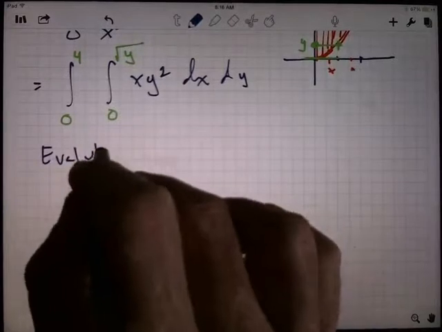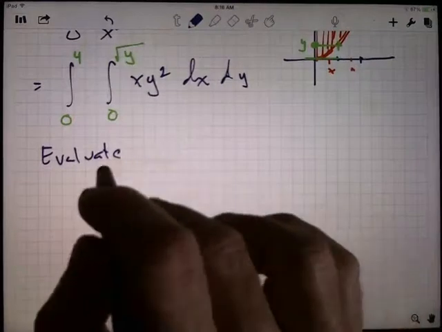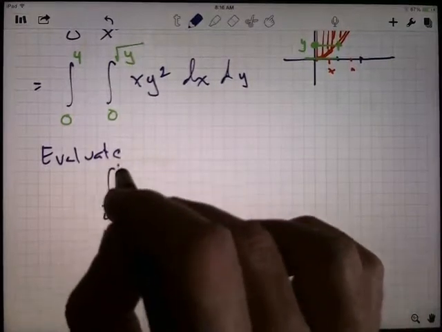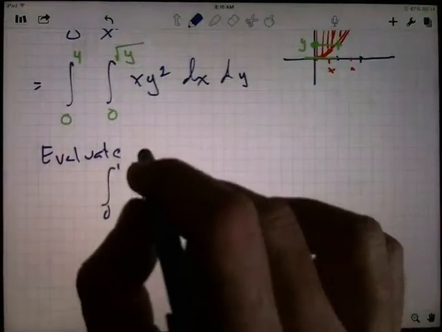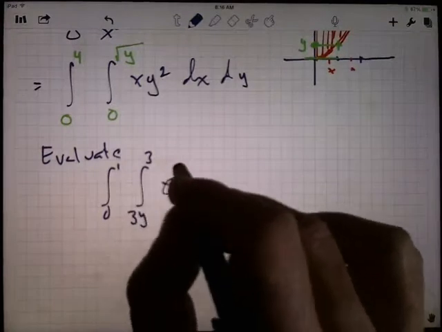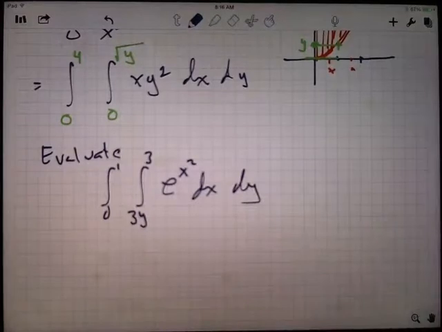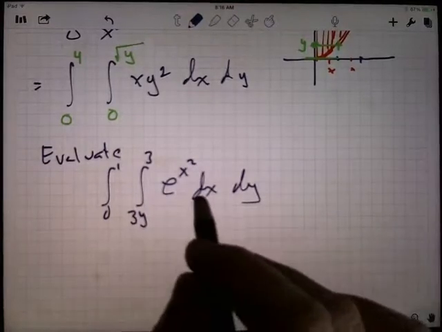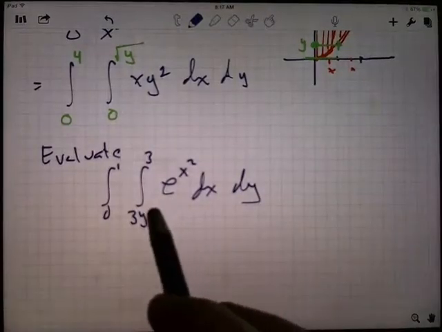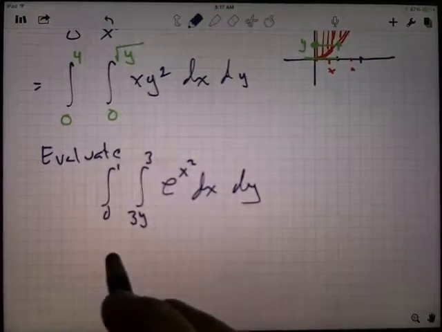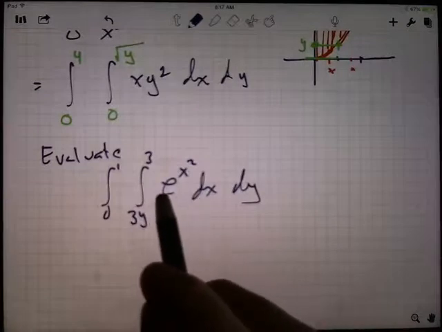Let's evaluate this integral. The integral from 0 to 1, the integral from 3y to 3 of e to the x squared dx dy. This is kind of an interesting one because e to the x squared doesn't have a nice antiderivative. It has an antiderivative, but it's not written in terms of any of the functions that we know. So it's really inconvenient to try to integrate with respect to x first.